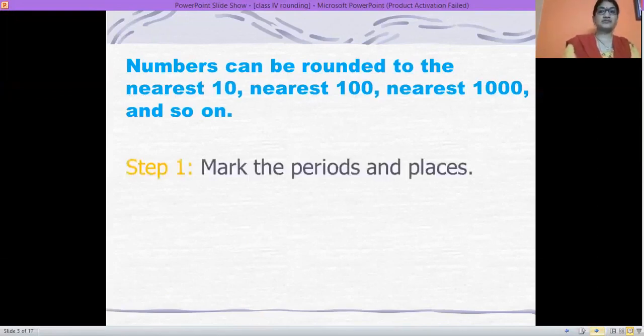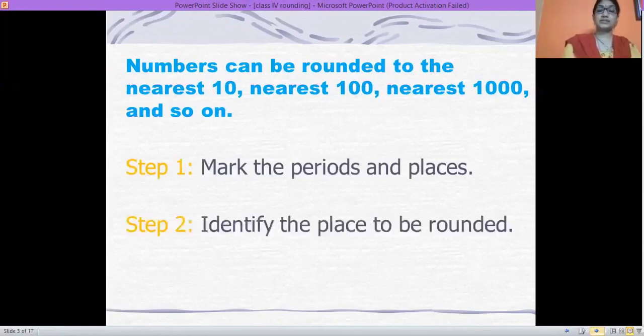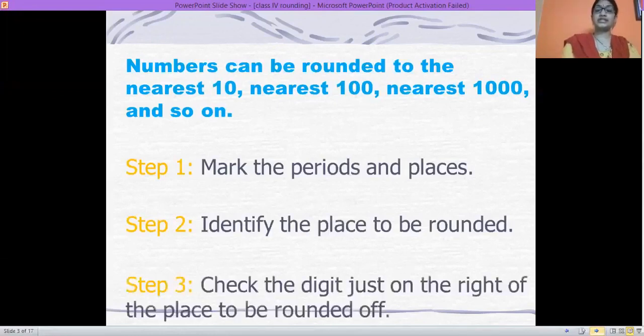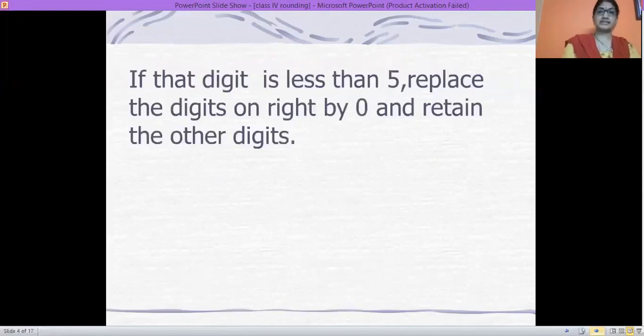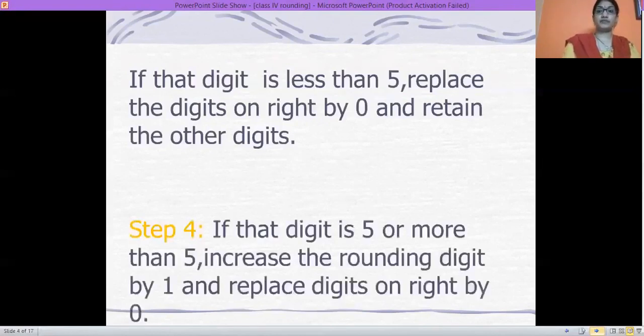The steps we need to follow. Step 1. Mark the periods and places. Step 2. Identify the place to be rounded. Step 3. Check the digit just on the right of the place to be rounded off. If that digit is less than 5, replace the digits on the right by 0 and retain the other digits. Step 4. If that digit is 5 or more than 5, increase the rounding digit by 1 and replace digits on right by 0.